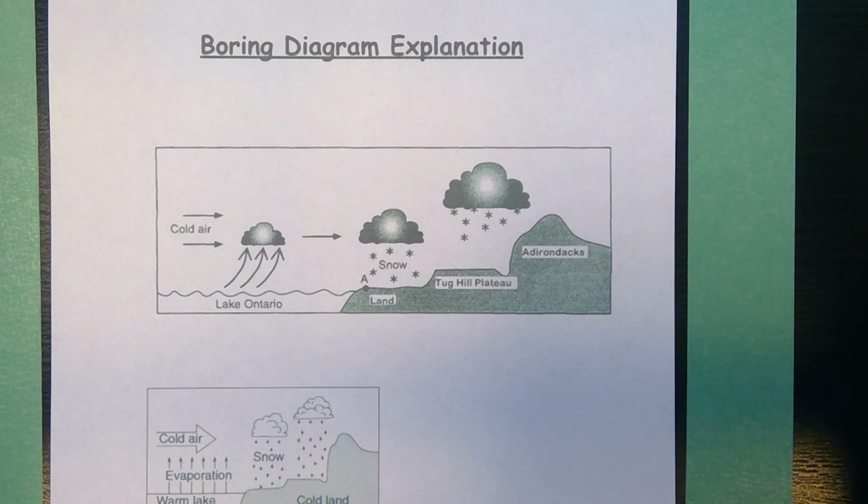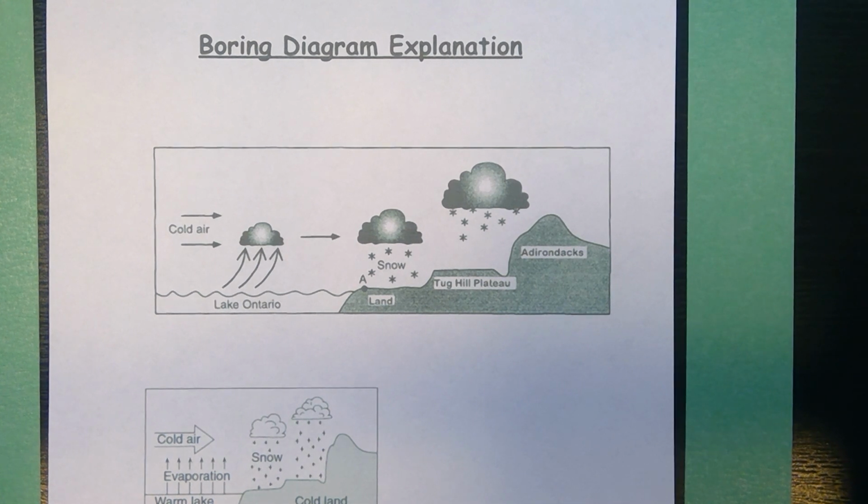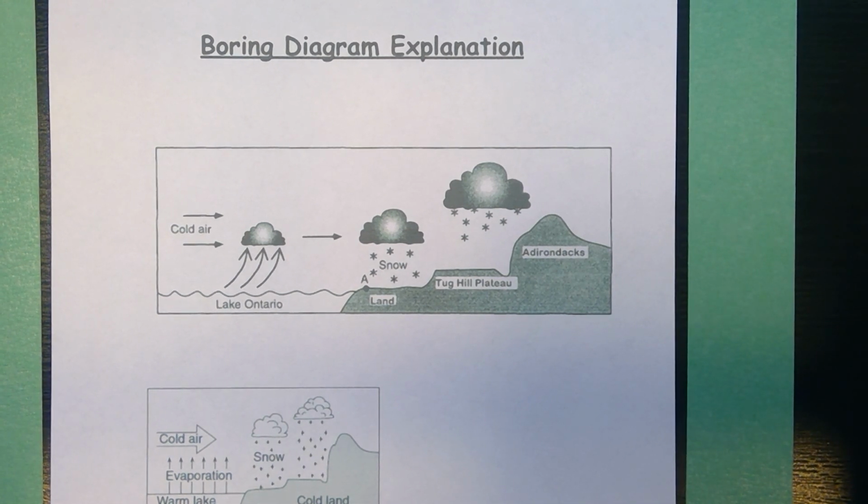Mr. Abbott here, and it's time for another boring diagram explanation. This one is number 30. Definitely, this is topic 7, which is weather. And when you look at these models, the earth science phenomena that they're showing is lake effect snow. So let's start working on this.